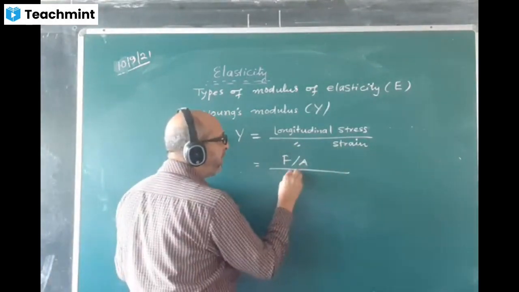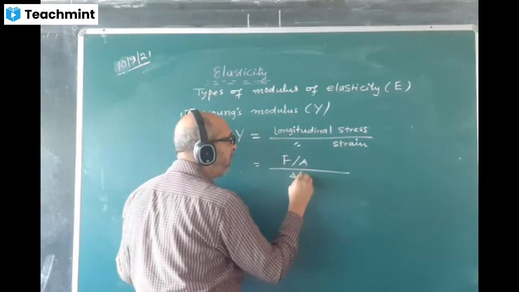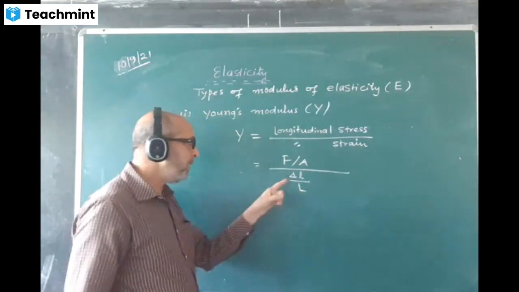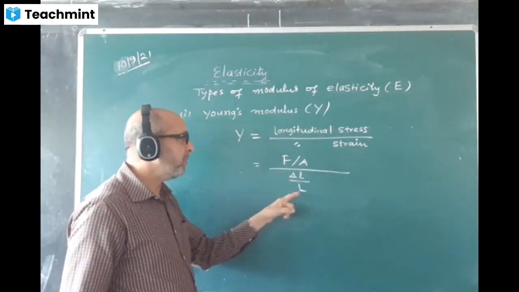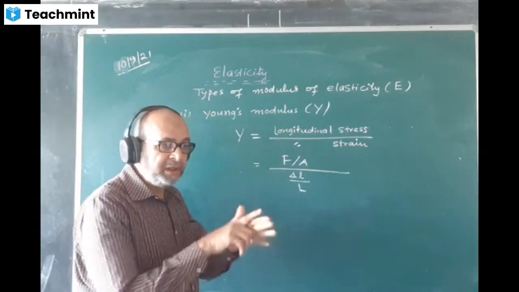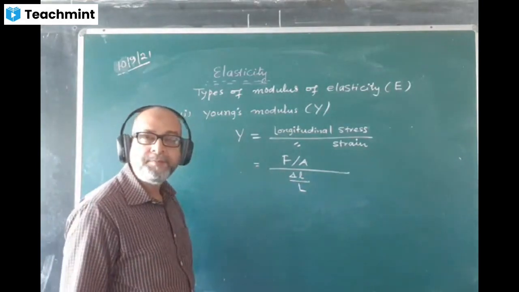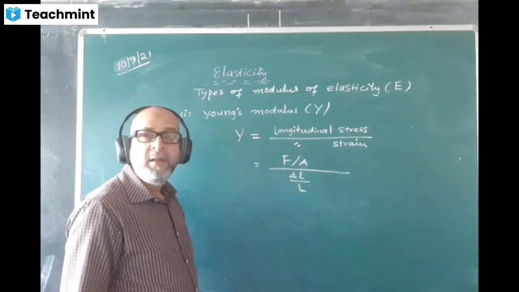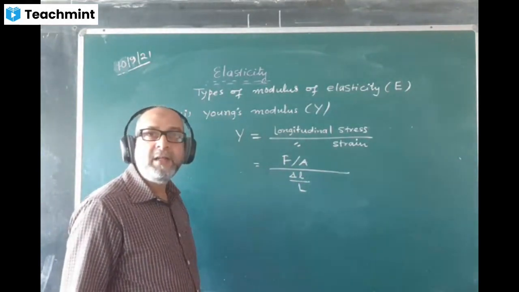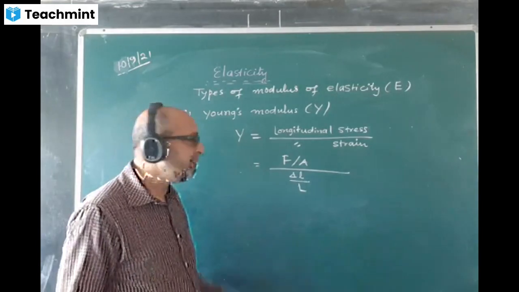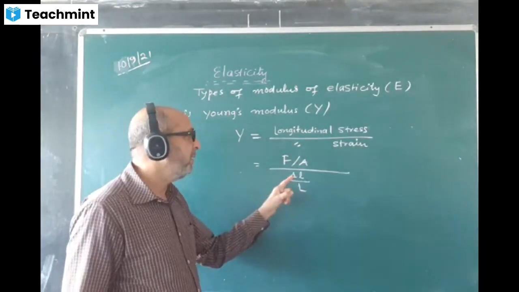Longitudinal strain value will be delta L by capital L, change in length per original length. This change in length we can write as elongation, increase in the length, or expansion. That we can denote by either delta L or small e.